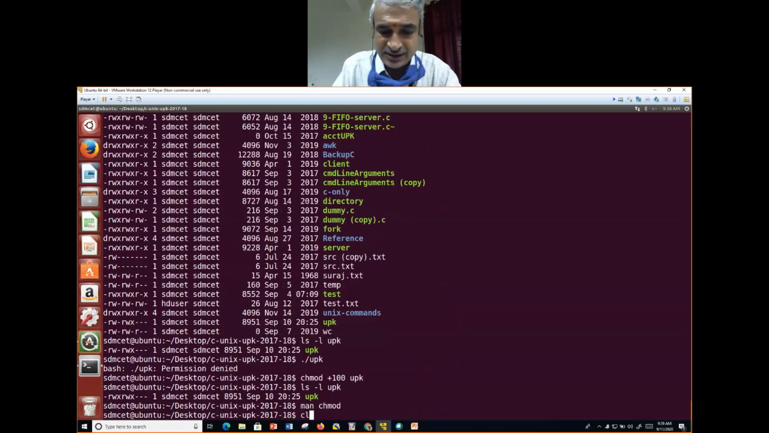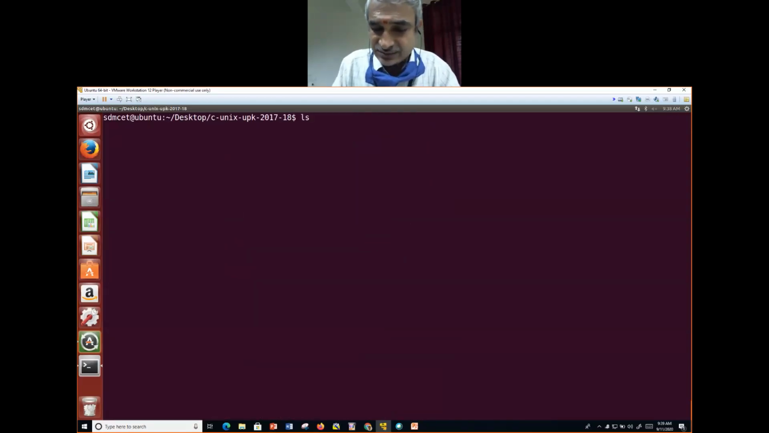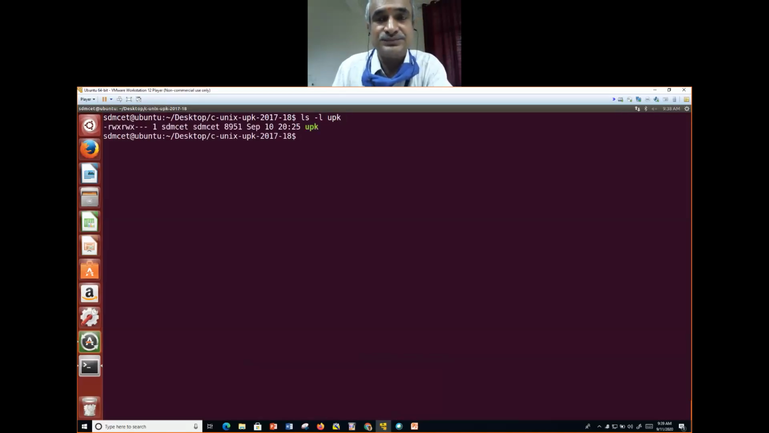Right now, let's try. I'll say ls -l UPK. What is there? Read write execute for owner, read write execute for group, and no access permission for others. Now I'll say chmod, change mode, equal to. I'll keep read write execute permission for myself, the owner. R is 4, W is 2, X is 1, so 4 plus 2 plus 1 is 7.